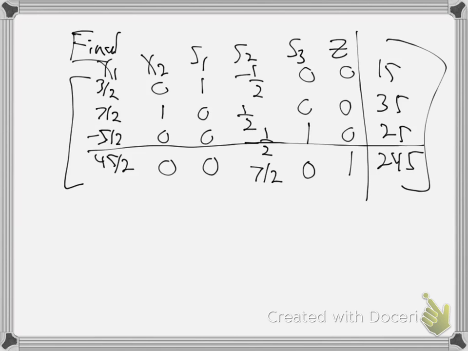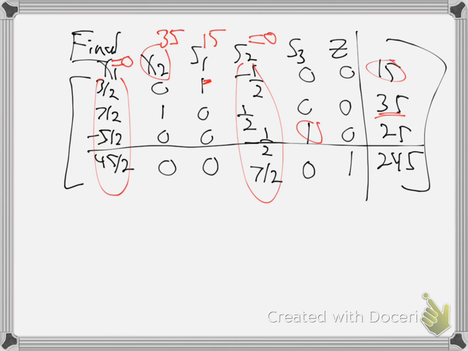So how do you read off the final answers? X1 must be 0, because it's not all zeros in one column. X2, go across: 35. S1, go across: 15. S2 must be 0, because it's not all zeros in one column. S3, go across: 25. And Z is 245. There's the answer. Is that working?